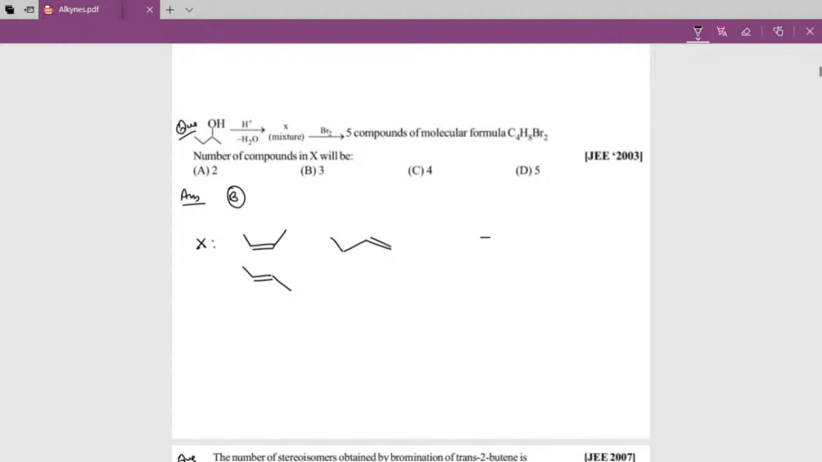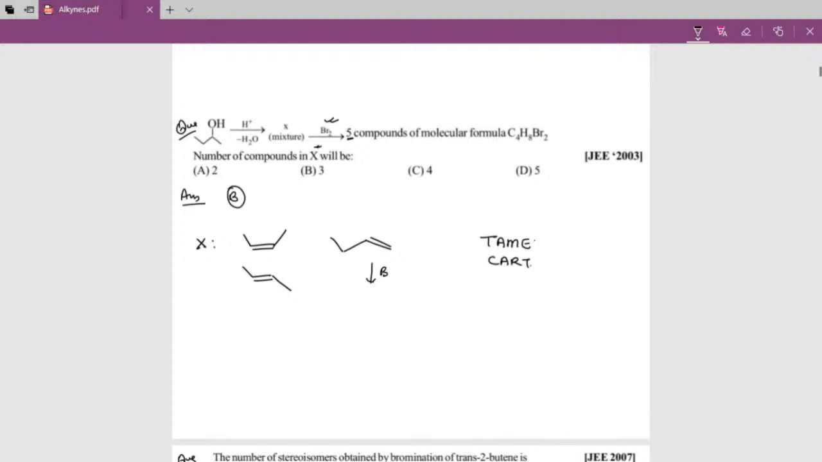Okay, if you remember, we did TAME and CART. Because bromine is anti-addition, they are asking about bromine. 5 compounds of molecular formula. I think X was not an issue. You could all have done 3. But why 5 compounds? I want you to tell these 5 compounds.